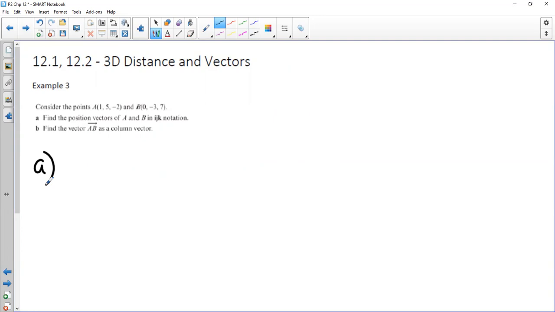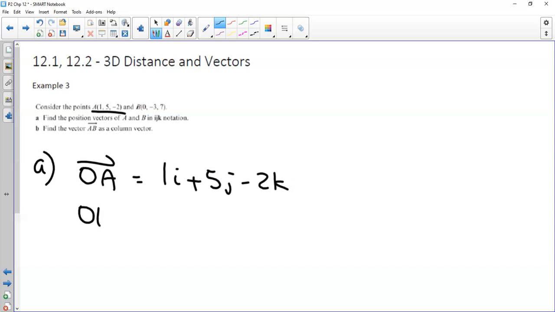Can you remember? OA. Yeah, position vector means you start measuring from O. So position vector of A essentially means OA. OA is the same as the coordinates of A, which is 1i plus 5j minus 2k. You don't have to write the 1, of course. So it comes from the coordinates of A. Position vector is the same as the coordinates, but in vector form. OB, or 0i minus 3j plus 7k.